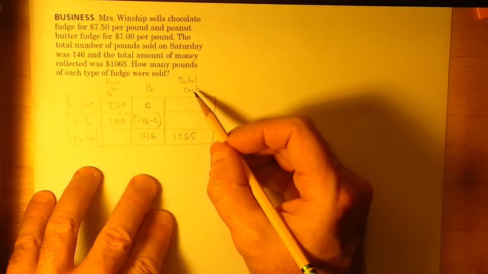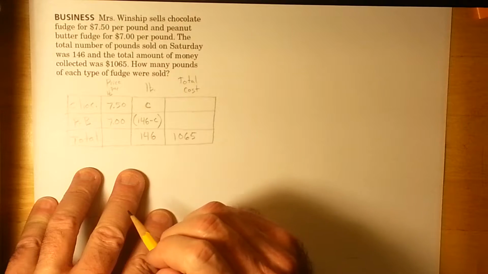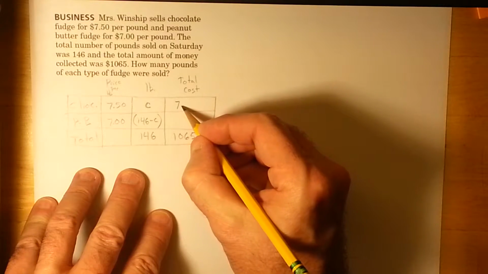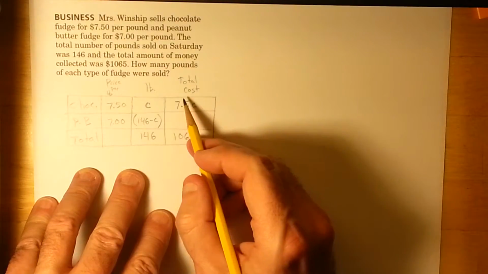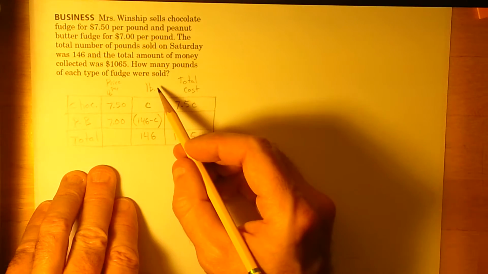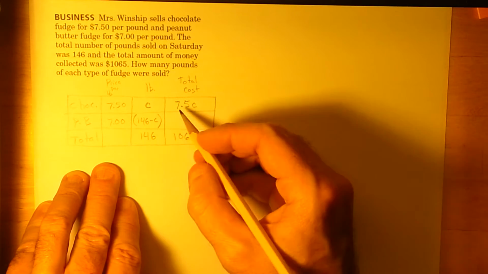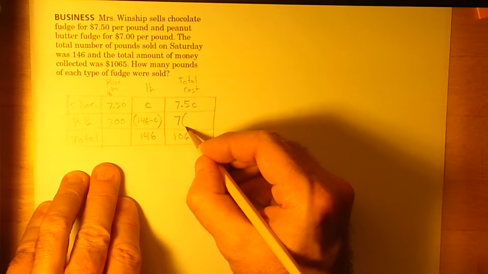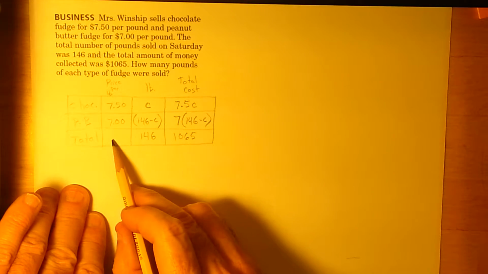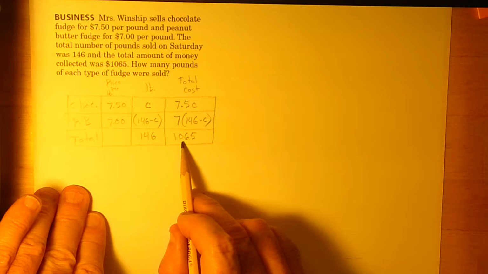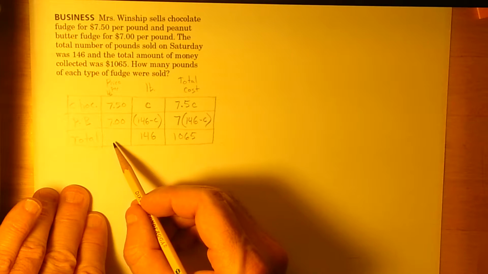Now, total cost. The total cost for all the chocolate she sold is going to be $7.50 times C. And if we take the $7 and multiply it by the pounds of peanut butter, we'll have the total cost of the peanut butter: $7 times (146 minus C). We don't have this total filled out here. We could calculate it, but it would just be extra work, so we're going to leave this one blank.